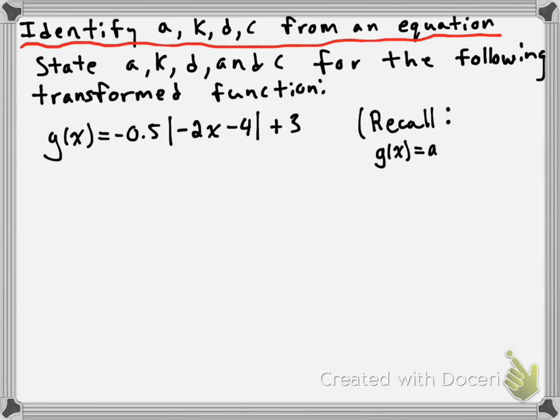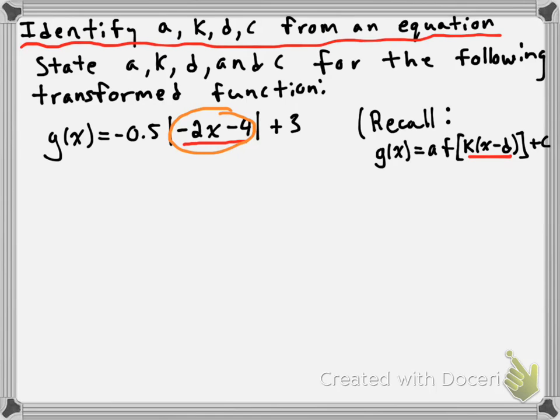So I want you guys to first recall that function notation is given as g of x is equal to a times f of k times x minus d plus c. Now, I want you to take a look at these two guys here. In our function notation, we have k, open bracket, x minus d, and in our equation here, we have just negative 2x minus 4. So in our function notation, it looks like k has been common factored out. It looks like it's been common factored out somehow, but it doesn't really look like that in our equation.